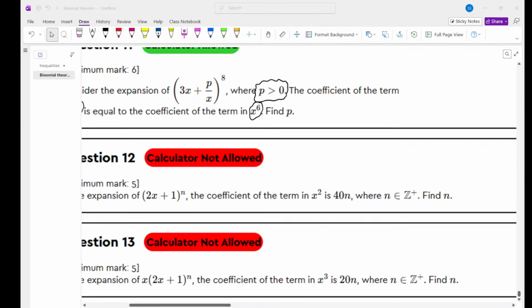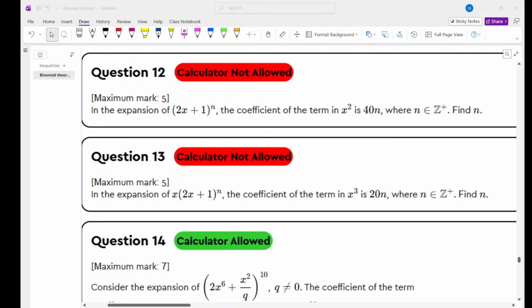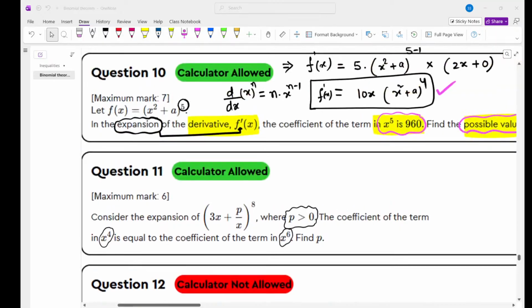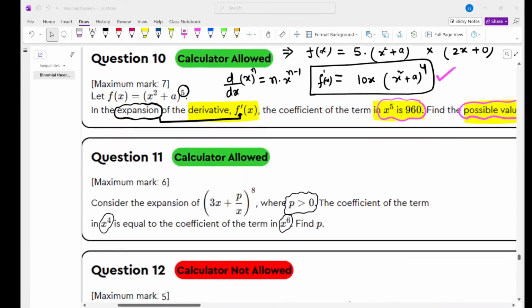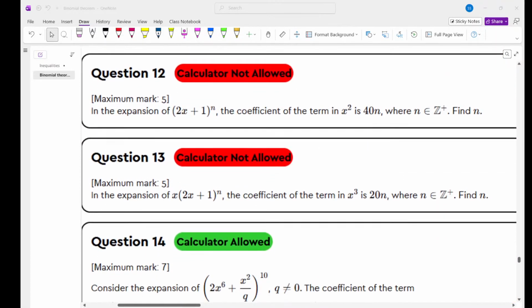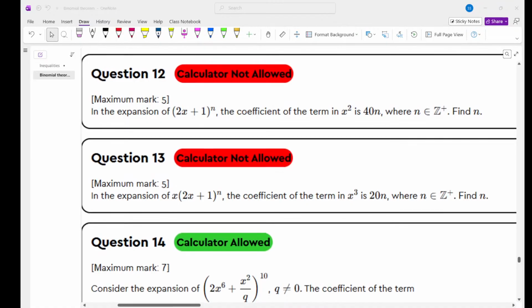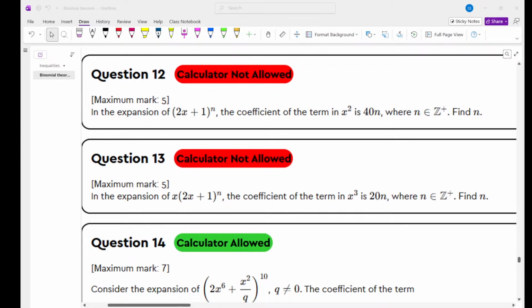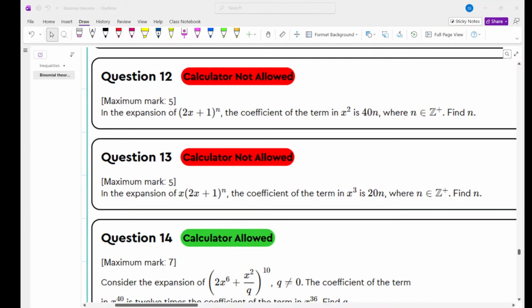So question number 12. See, calculator is not allowed now. Please try this. In the expansion of this, the coefficient of the term in x square is 40n. This time your n is variable. This is the first question in which n is your variable. Otherwise, in all of your previous questions, n was known. So this is a new type in which n is unknown. Would you like to try this? Please try.